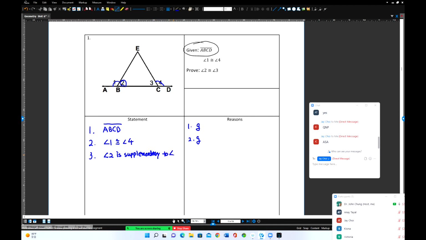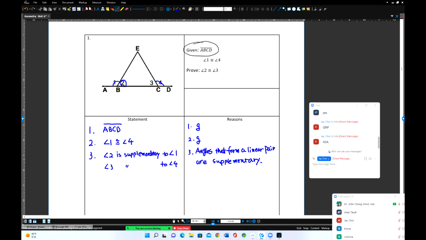To angle 1. Another, angle 3 also is supplementary to angle 4. Why is this supplementary? They are a linear pair. Angles you have to memorize: angles that form a linear pair, these angles are supplementary. Memorize the reason. That's why angle 2 is supplementary to angle 1.